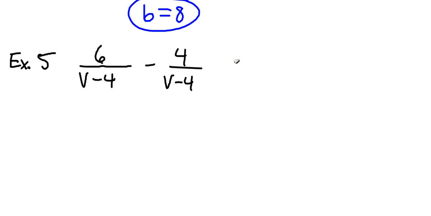You've got common denominators, correct? So just put it together. So go ahead and do 6 minus 4, and just put that over v minus 4. And then 6 minus 4 is 2.